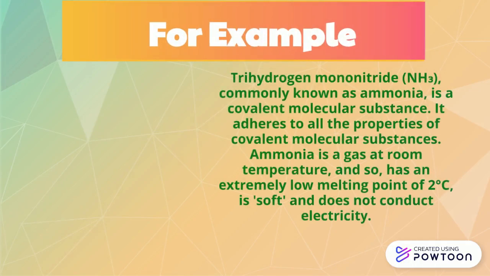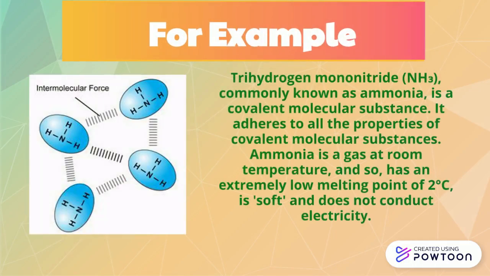Trihydrogen mononitride, commonly known as ammonia, is a covalent molecular substance. It adheres to all the properties of covalent molecular substances. Ammonia is a gas at room temperature and so has an extremely low melting point of 2 degrees Celsius. It is soft and does not conduct electricity.